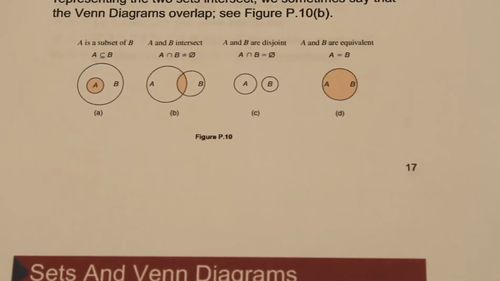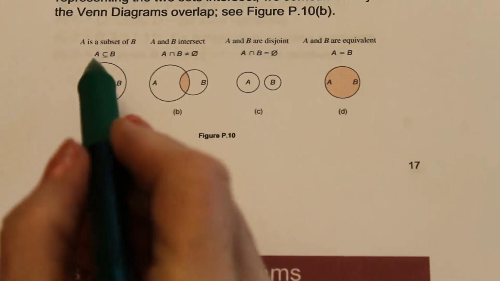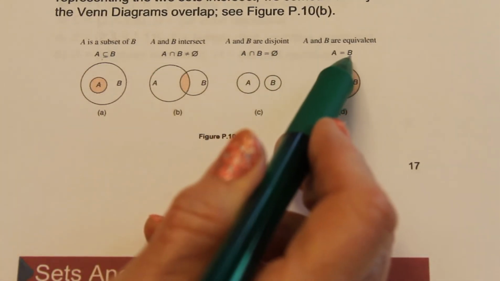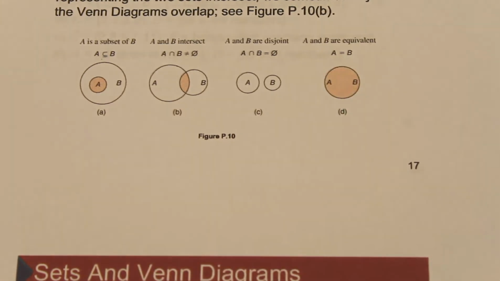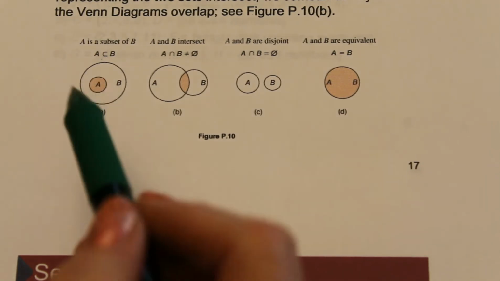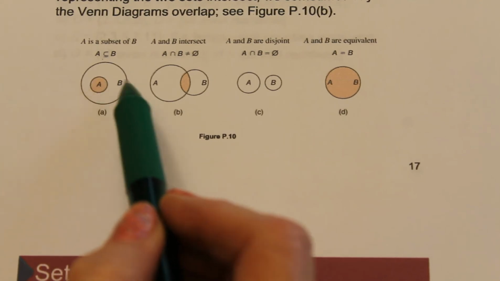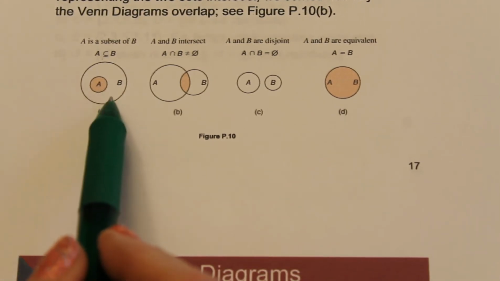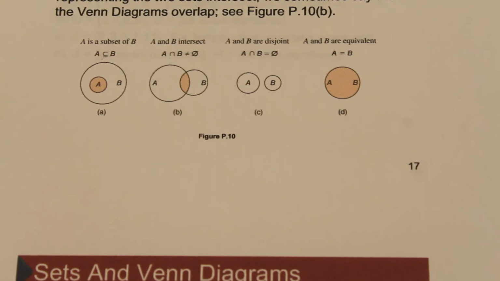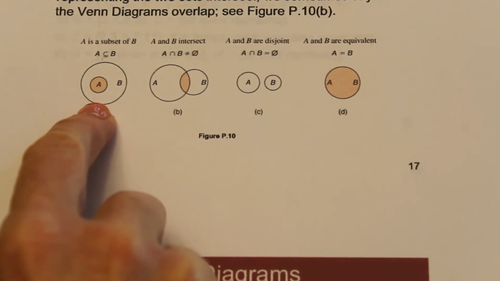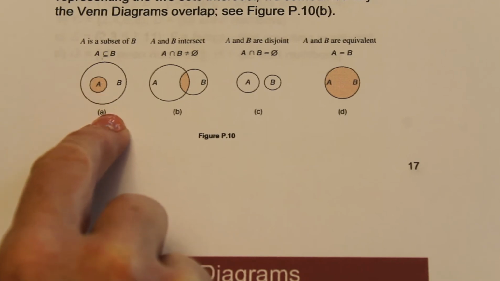We've already seen these symbols for subset, intersection, and equivalent sets. Here we see subset: any element that is in A is also in B, so set A is a subset of B. The entire circle for set A is encased in B.